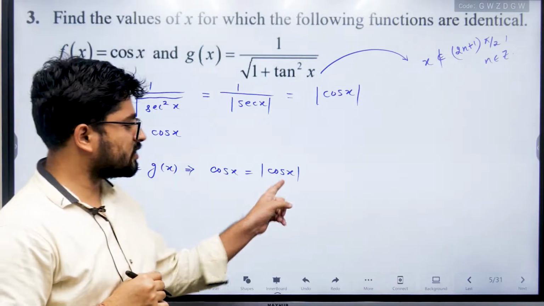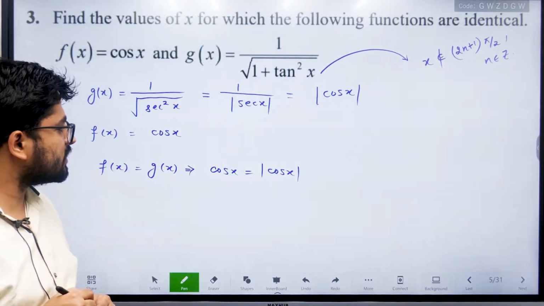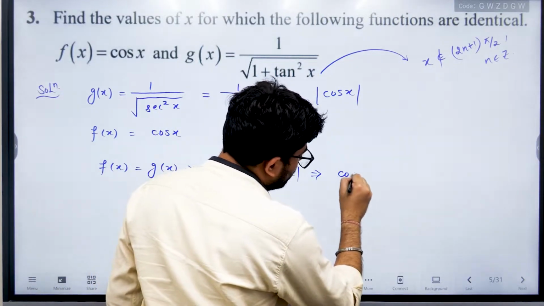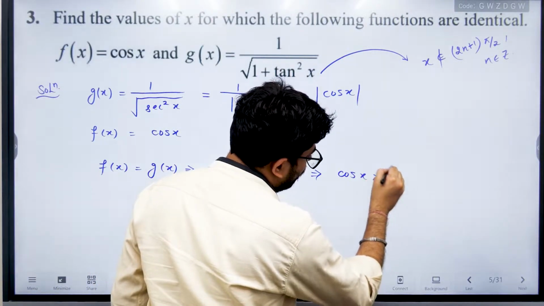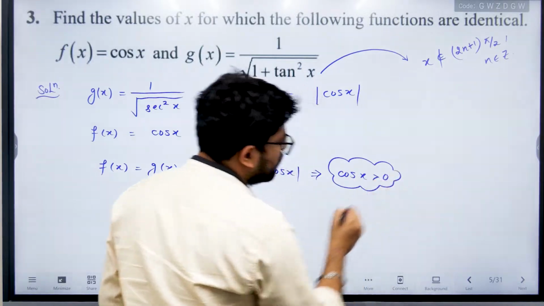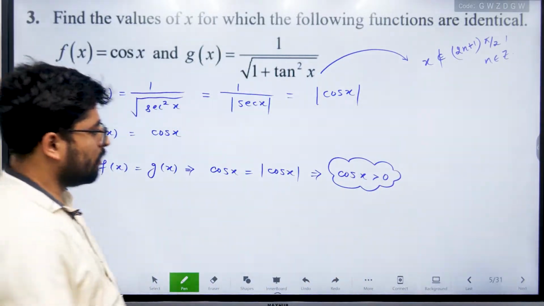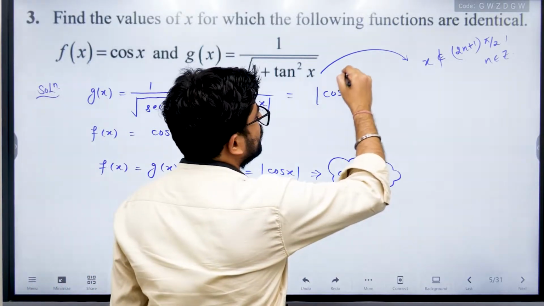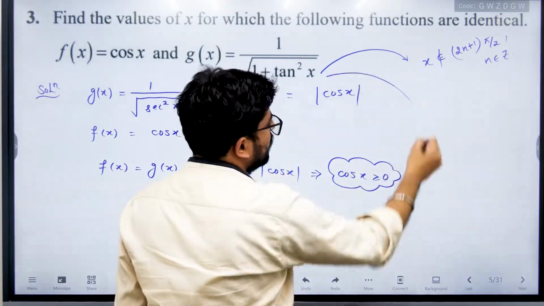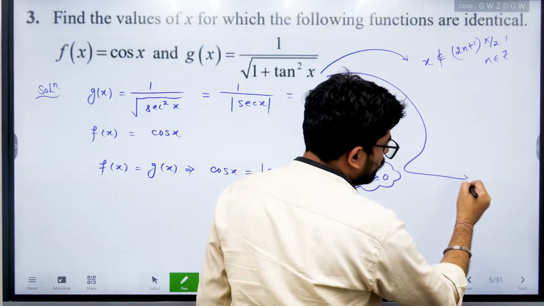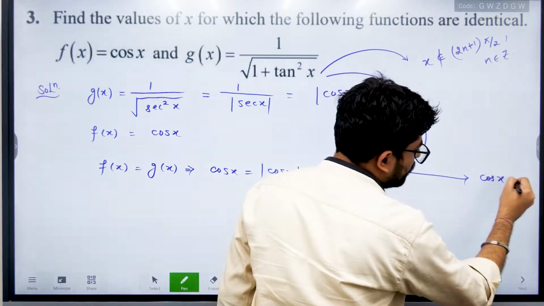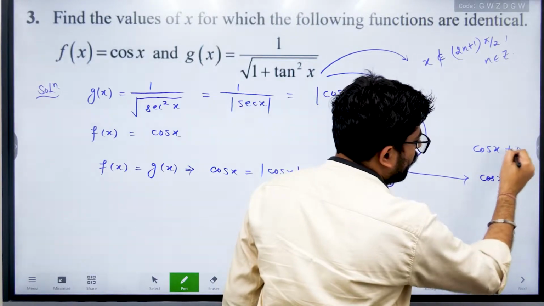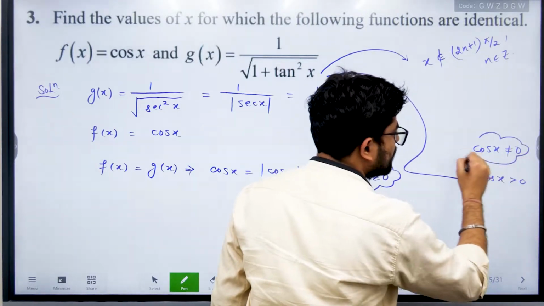Yes, cos x is equal to mod of cos x. It means cos x must be greater than 0. You cannot take cos x equal to 0. From here you can take cos x greater than or equal to 0, but from these two things you have to say that cos x is greater than 0. Cos x cannot be 0.